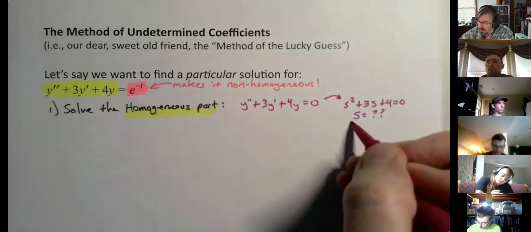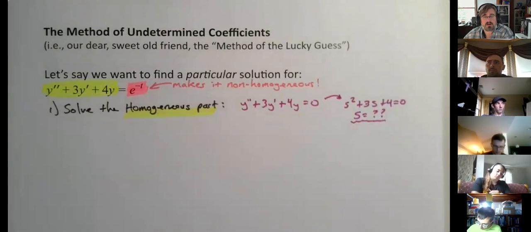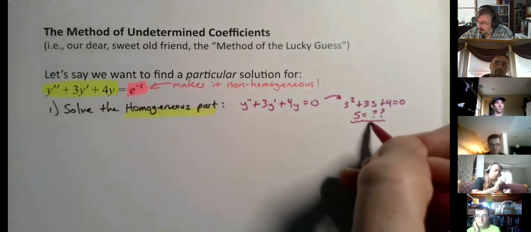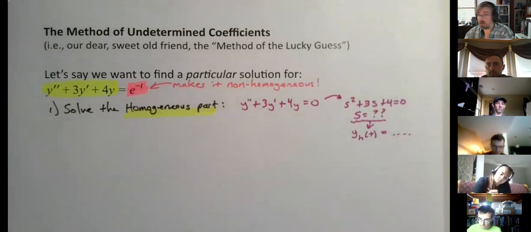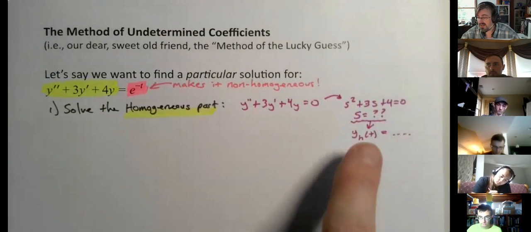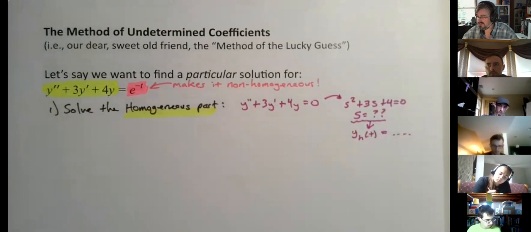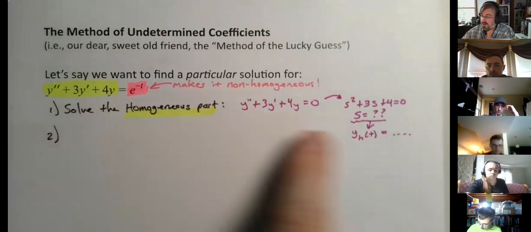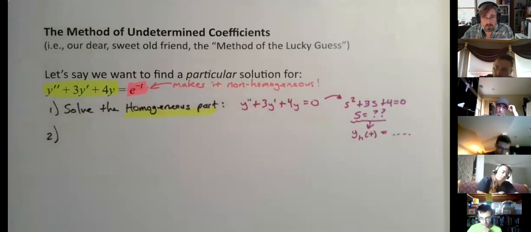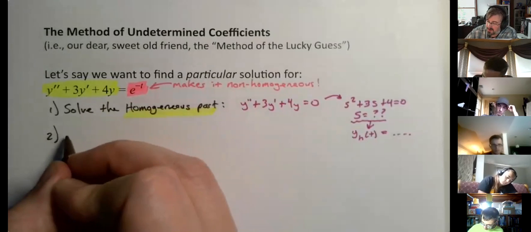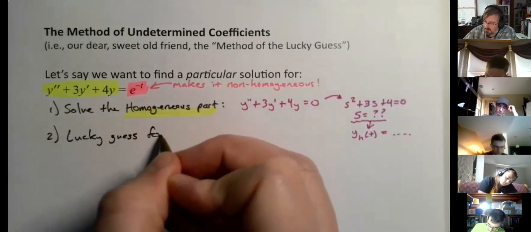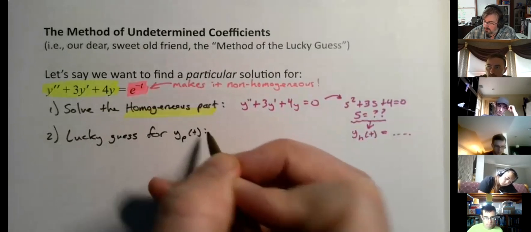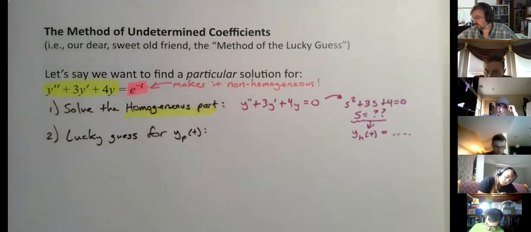But this would allow us to get what the homogeneous part of the solution would be. That would lead us to y sub h of t equals some junk. Notice, I'm not getting in the weeds on this one because we know how to do that already. What I'm interested in is step 2. And step 2 for this one is, once you've solved your homogeneous part, that part we already know how to do, we need to come up with a reasonable guess, a lucky guess for some y sub p particular solution. And that's the method that we're going to focus on here.